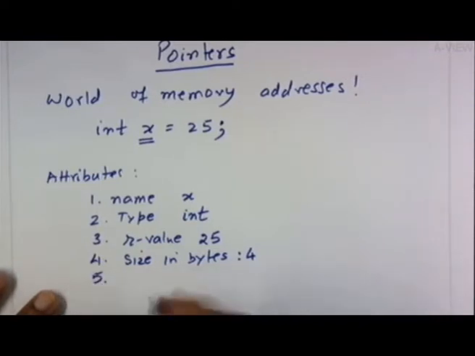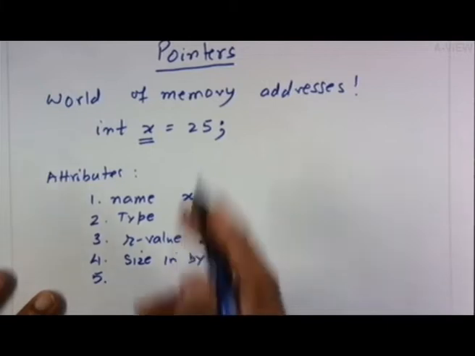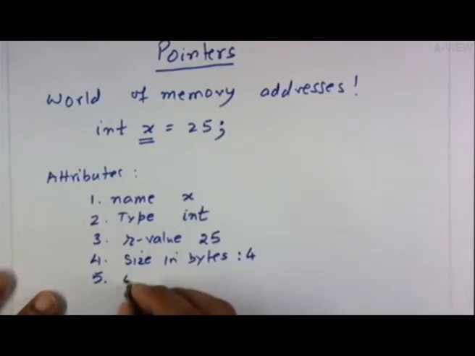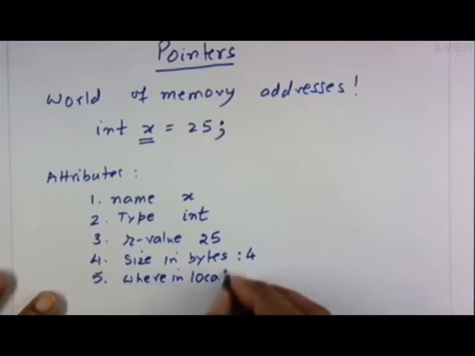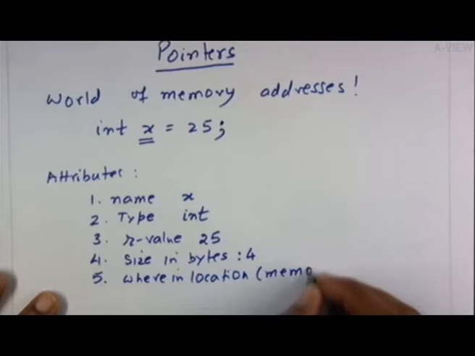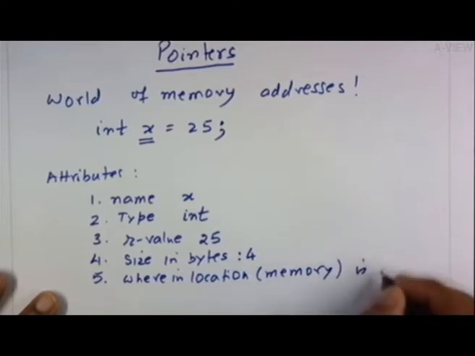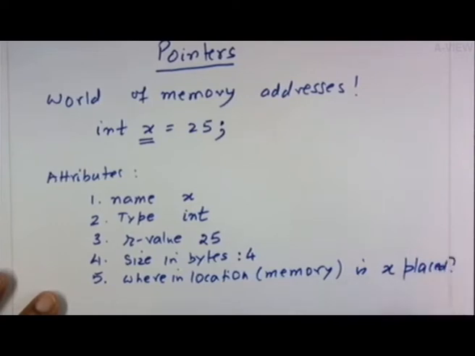The fifth one, which I'm going to introduce now, the basic purpose is where in location, which is memory, is x placed. Where in the memory? It's a huge RAM, somewhere it is placed. So this is called an L value or the location value, address.